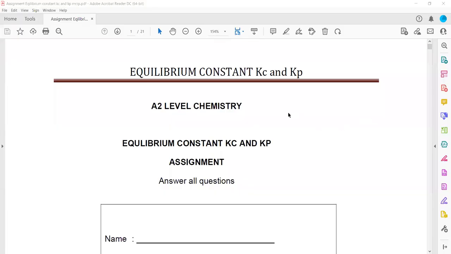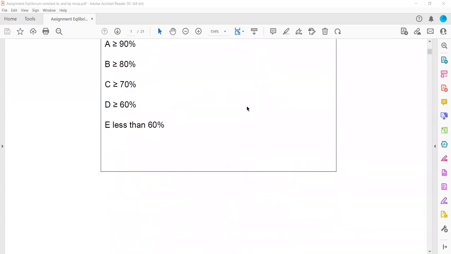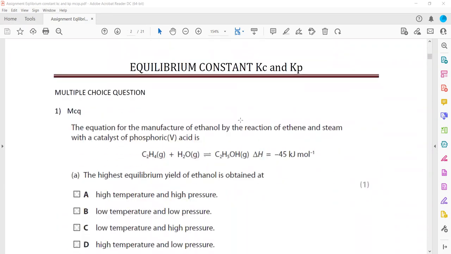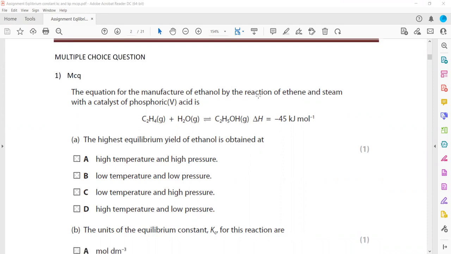So this exercise is related to equilibrium constant Kc and Kp. You can use the chat to state the answer. The first question: the equation for manufacture of ethanol by reaction of ethene and steam, with a catalyst, phosphoric acid, is used.